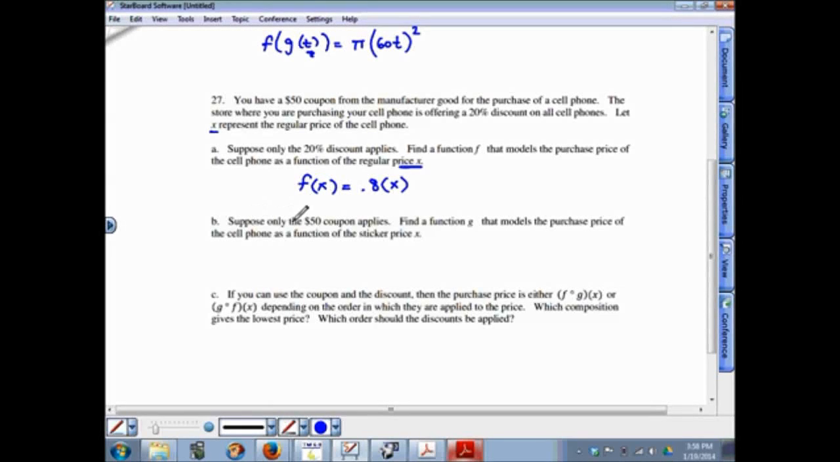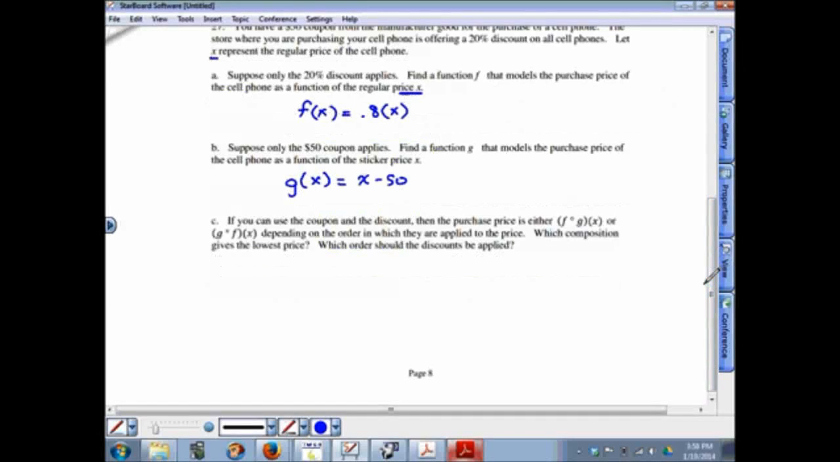Now part B, suppose only the $50 coupon applies, find a function g. It's going to be a function of the sticker price x, so this is g of x. Now this is not a percentage taken off, this is just plain old $50, so we're going to start with the original purchase price and take off $50.